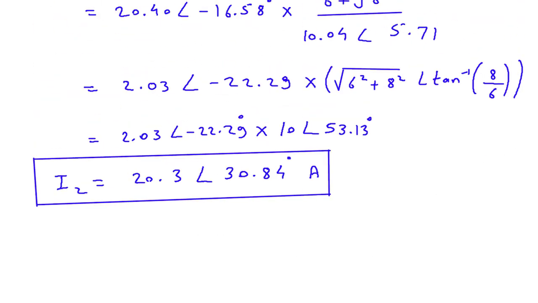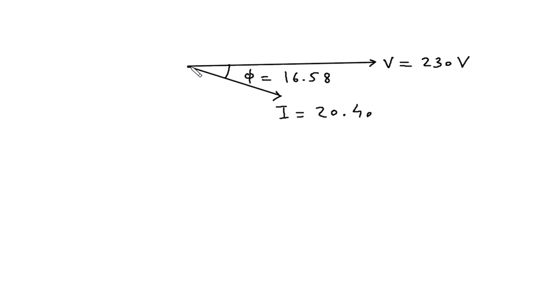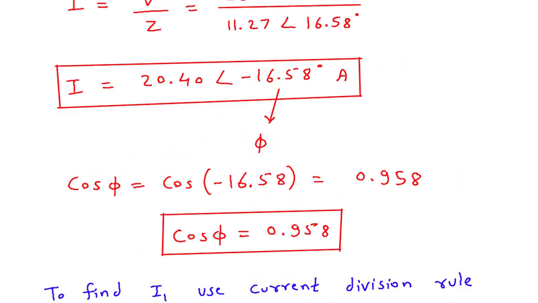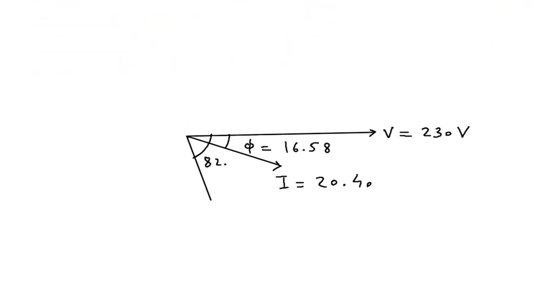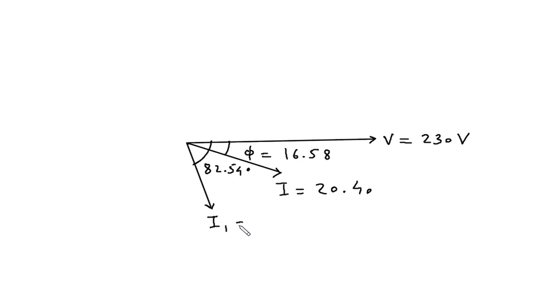Then next we will draw I1. So I1 is equal to 16.36 at an angle of minus 82.54. So it will be like this, and this angle is 82.54 degree. Minus means downside. And this is current I1, and its value is 16.36 ampere. Also its unit will be ampere.